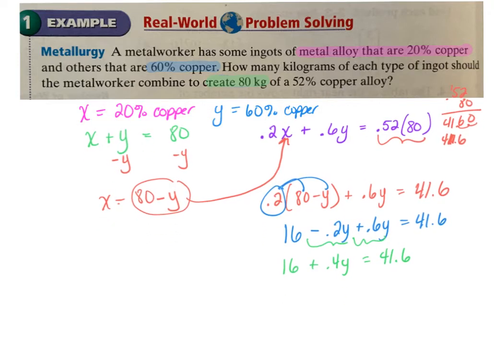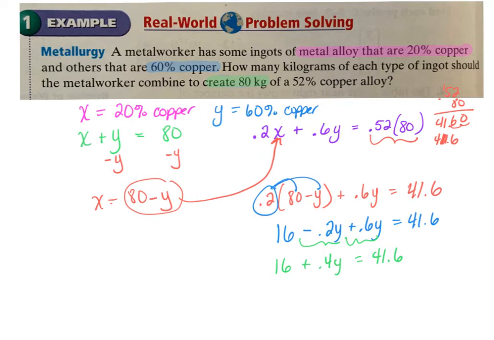Subtract my 16 from both sides, right? So I'm going to subtract 16, right? I get 0.4y equals 25.6. With subtraction, let's remind ourselves.